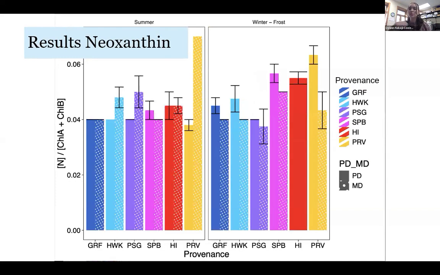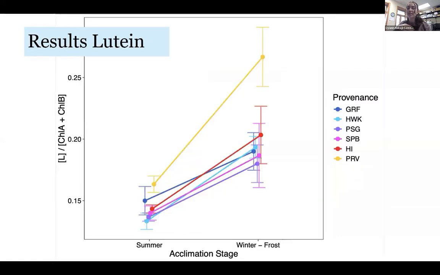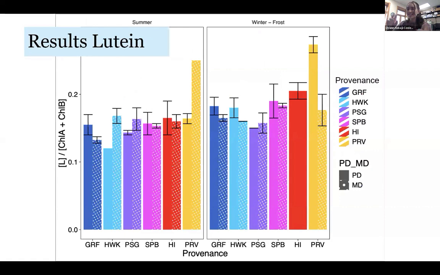Here is again looking at pre-dawn versus midday, and we actually see for a lot of locations that the pre-dawn is higher. As well, looking at lutein, we again see that uptick during winter, particularly in this one location, which I believe has the warmest minimum temperature. And then looking at pre-dawn to midday, we again see that in winter pre-dawn, these pigments are being retained more so than during the daytime.